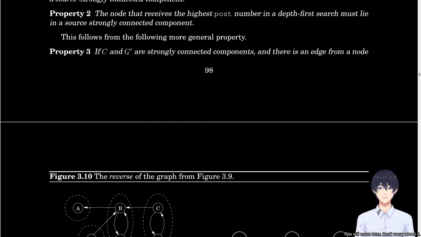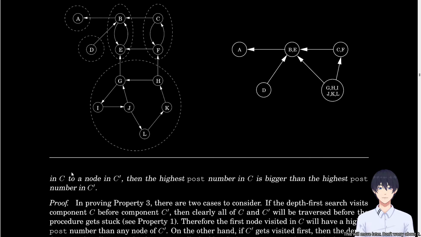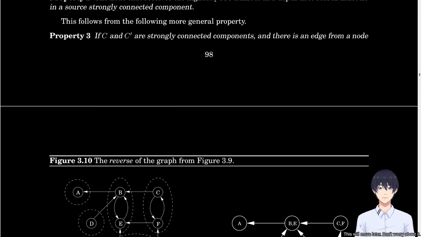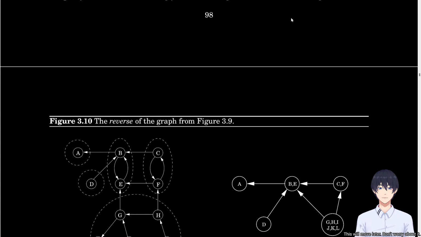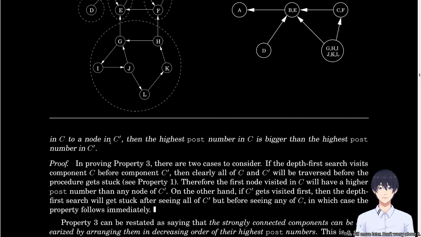Okay. If C and C prime are strongly connected components, and there is an edge from a node in C to a node in C prime, then the highest post number in C is bigger than the highest post number in C prime. Whoa, what?